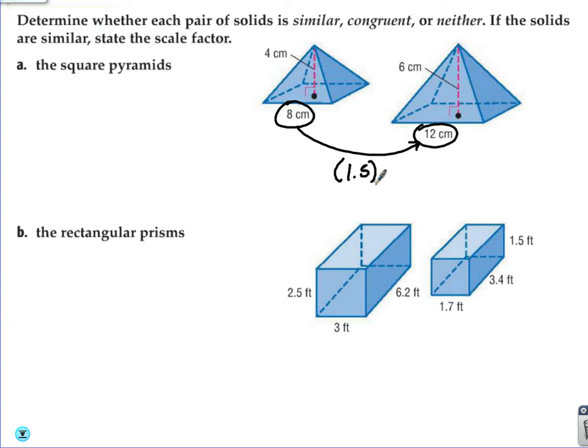So now let's see, are these two shapes similar? If they're similar, that scale factor holds for every piece. Take this 4. Multiply it by that same scale factor, 1.5. What do you get when you do 4 times 1.5?